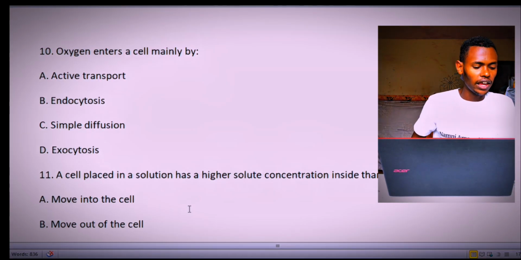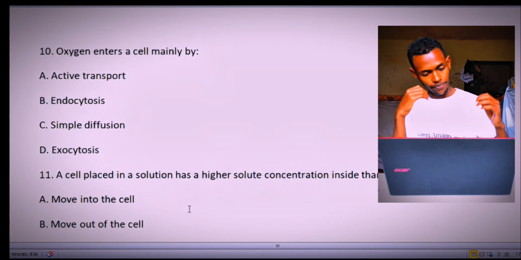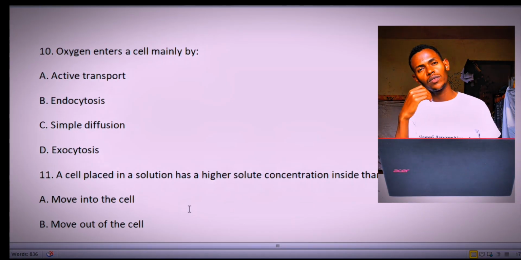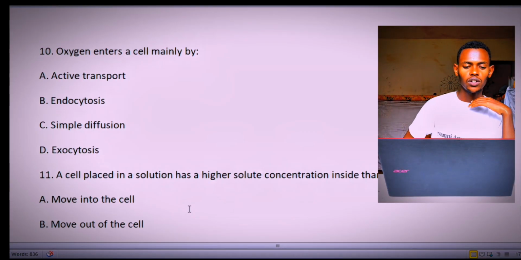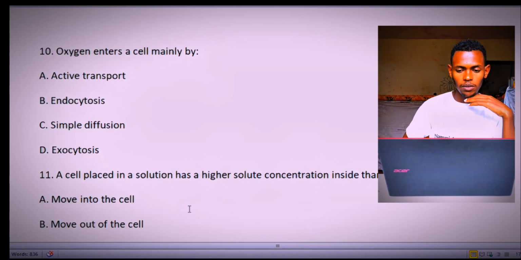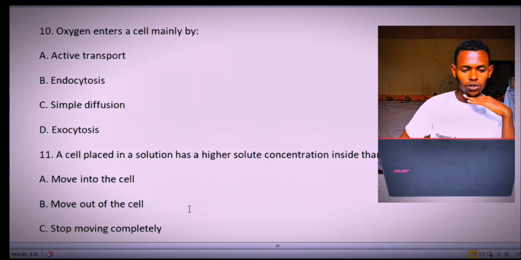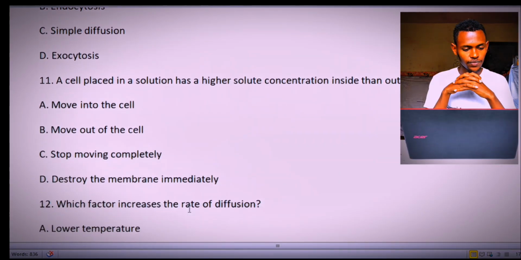They do not need any carrier protein or the ATP from the cell, so they simply pass. We use simple diffusion for the transport of oxygen across the plasma membrane. Let's go to the 11th question.